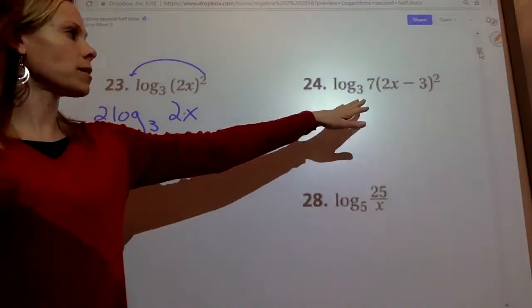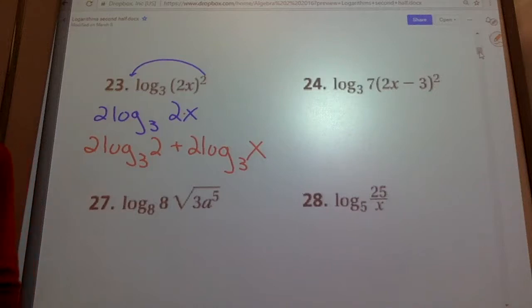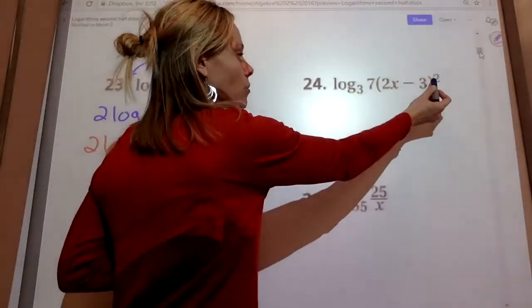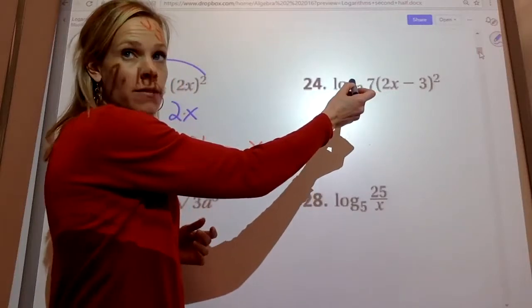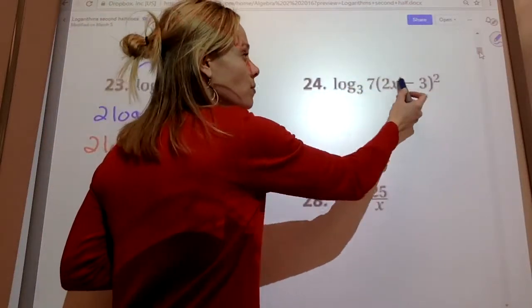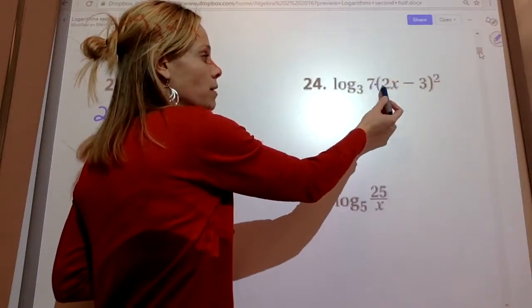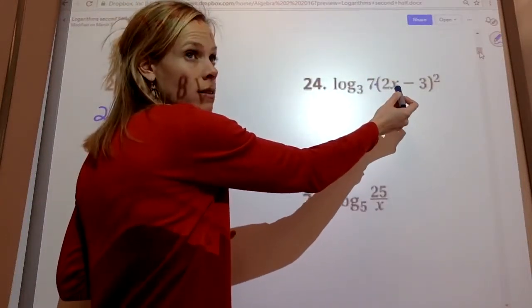What about this next one? What would I have to undo first? And some of you might say the exponent, but what I want you to recognize is this squared is not going to the 7. The squared is only going to the parentheses. So I would first have to break apart this 7 times this with addition.